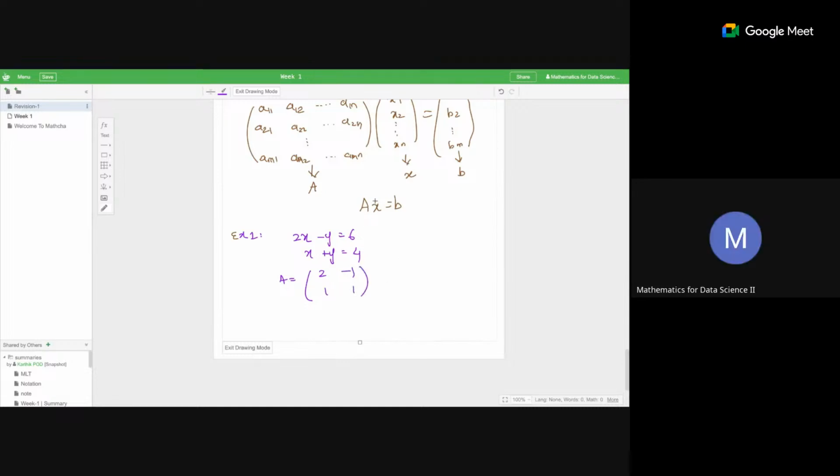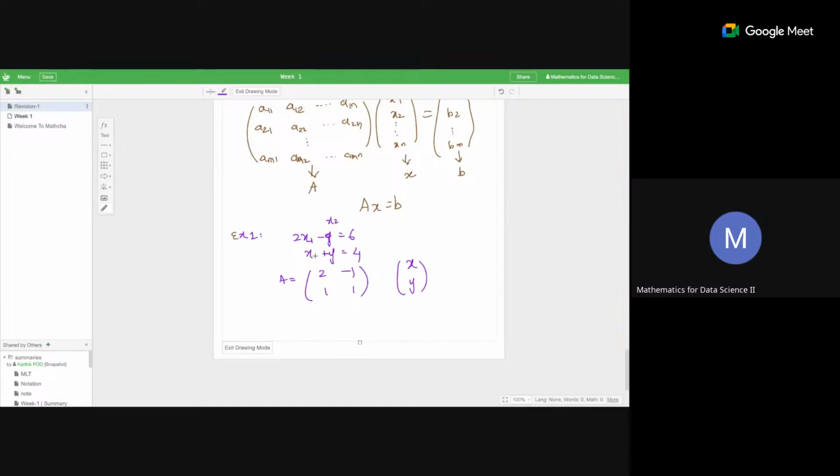Usually this bar is not given. See, this x and this x are different. Here this is representing the entire vector, and here your unknown vector is just x and y. Ma'am, rename it in the equation as x1, x2 maybe, so it's not confusing. Okay, you want to write it in terms of that? Okay, fine. Let's do that.